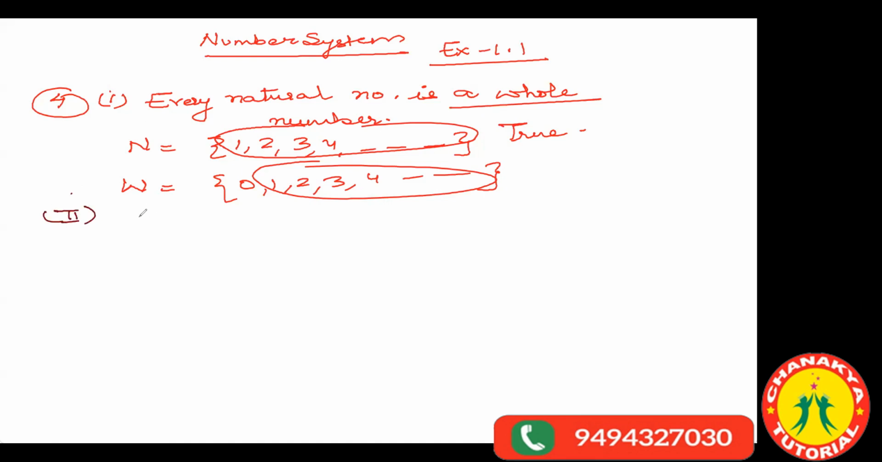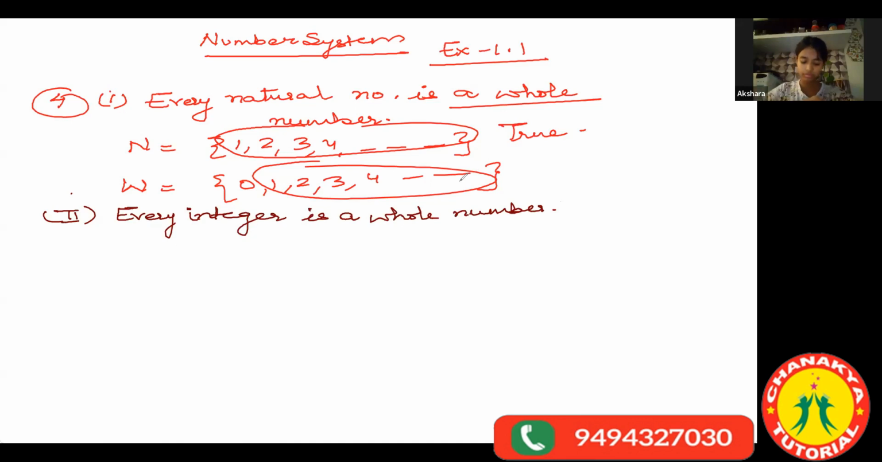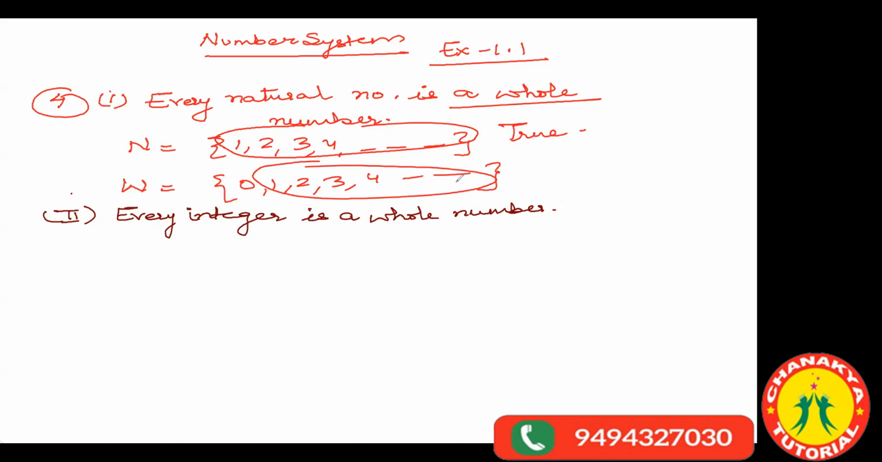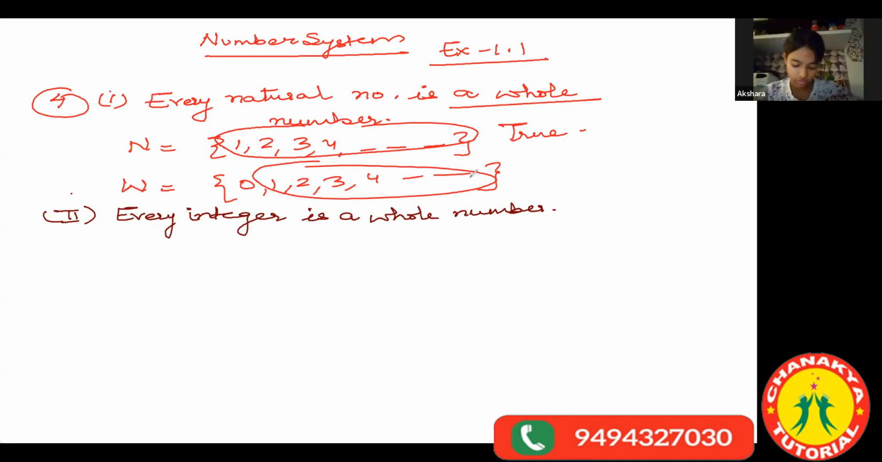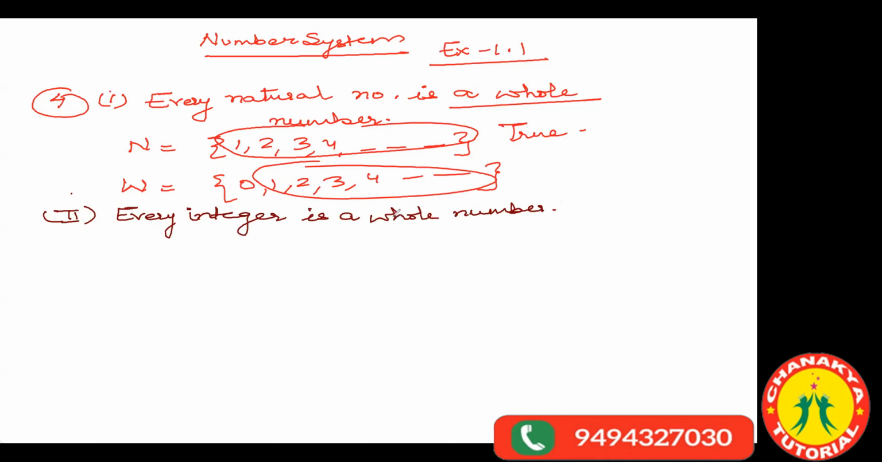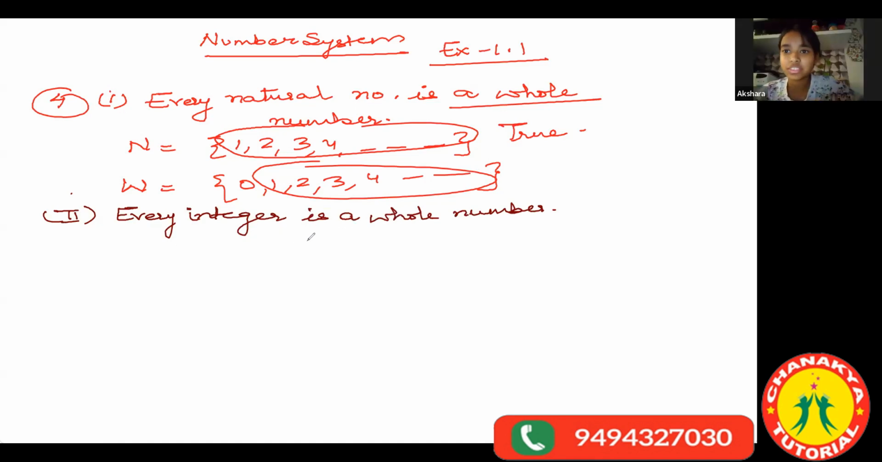The second statement is that every integer is a whole number. Now Akshara, unmute yourself, beta. So tell me, this statement is correct or not? Every integer is a whole number. Yes, ma'am. Every integer is a whole number.